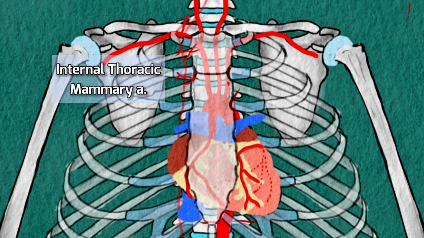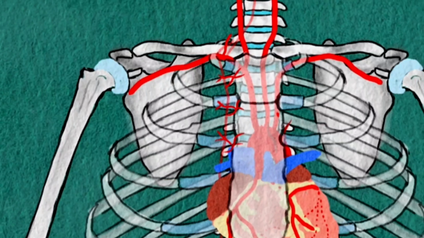These branches penetrate the chest wall and supply the inner portion of the breast tissue, including the nipple areolar complex. Let's follow the subclavian artery into the arm.